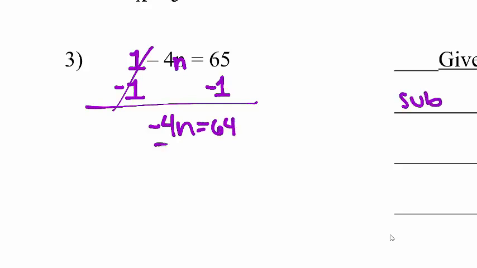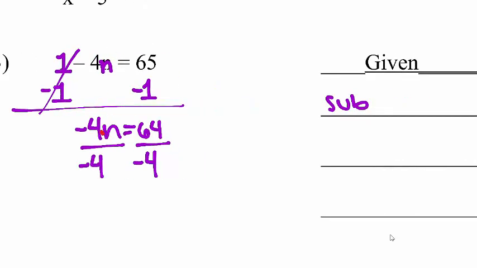Now we want to divide both sides by negative 4. The common mistake would be to add, but it's not n minus 4. It's negative 4 times n. So we have to undo the multiplication. So we're going to use the division property. And we would get x equals negative 16.